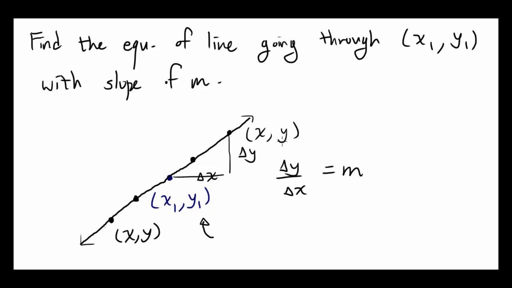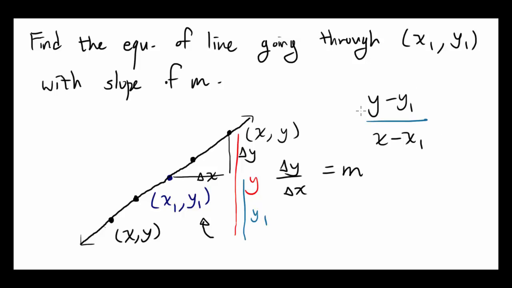Well, you want the change in y from x, y to x1, y1, which is going to be y minus y1, because this is y, and this is y1. If you do y minus y1, that's going to give you change in y, over x minus x1, which is going to be change in x, to be equal to m. And that's our equation of the line.